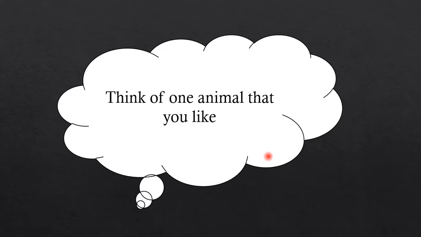But try to describe the animal in general, okay? For example, if it's a dog, what type of species the dog is. You have to figure it out. Of course, you know it because you are the owner of the pet, okay? So after you think about the animal, now is the time to answer the questions.